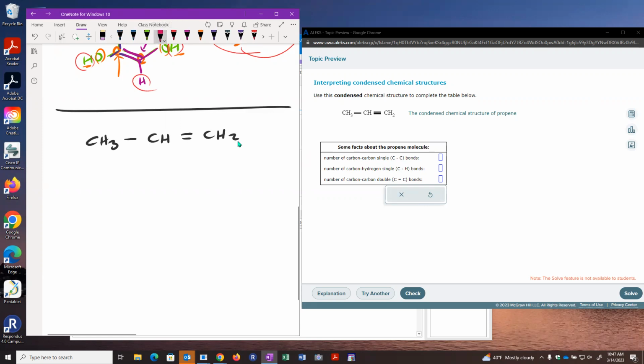Sometimes the way that condensed structures are written, it may look like, for example, this bond here is connecting a carbon to H's. Now remember, that really can't happen because hydrogens can only form one bond. So really what this means is that it actually looks like this, right? So we have a carbon single bond there. We also have a carbon to carbon double bond.